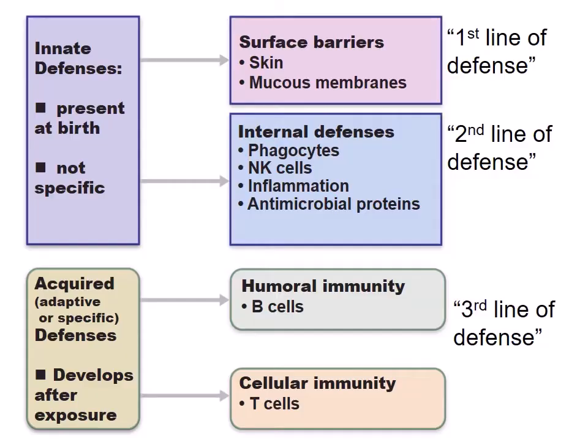And then you've also got your acquired defenses, which maybe if you've taken another class, they've called it your adaptive defenses or your specific defenses, and these develop after exposure, and this includes your humoral immunity, which is your B cells, and your cellular immunity, which is your T cells.